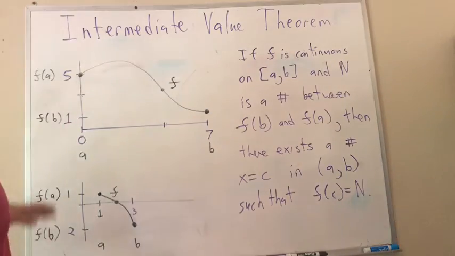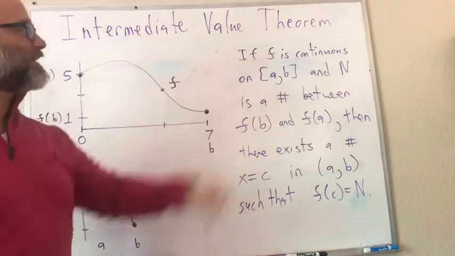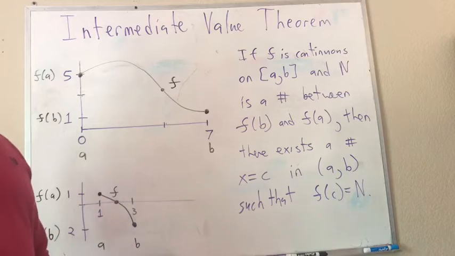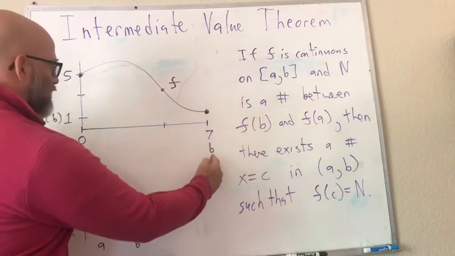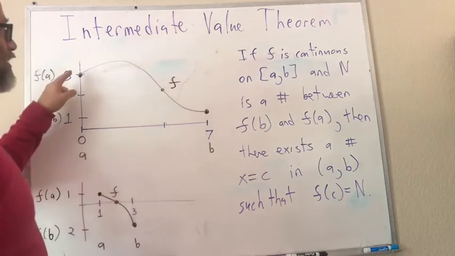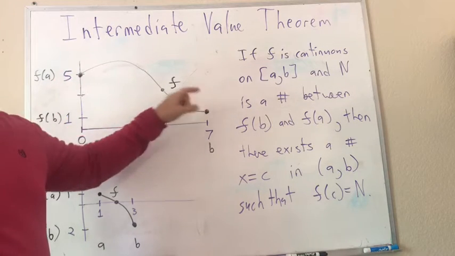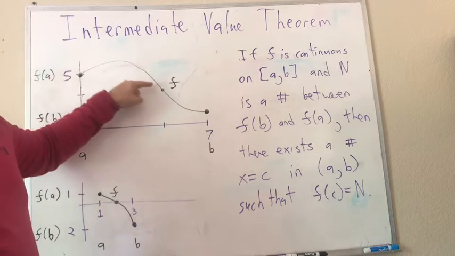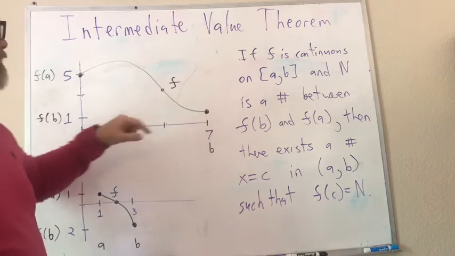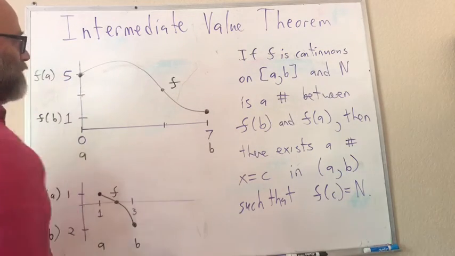Here you go. Let's deconstruct it. If f is continuous on the closed interval a to b, well, here's a closed interval a to b. I'm calling it 0 to 7. And here's a continuous function f, never taking my hand off the whiteboard. Closed interval, closed endpoints.